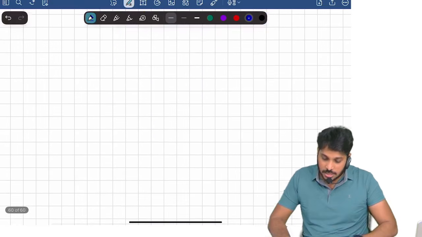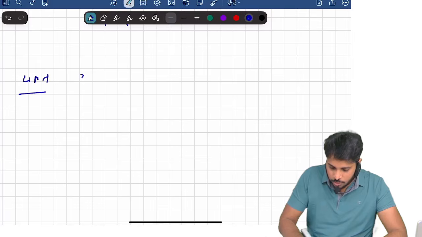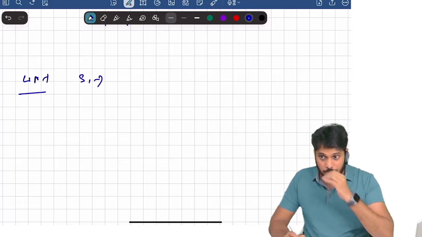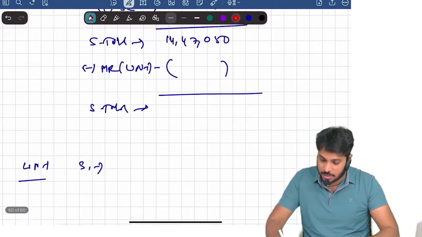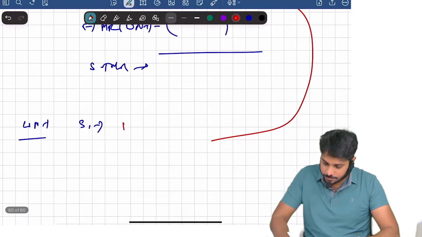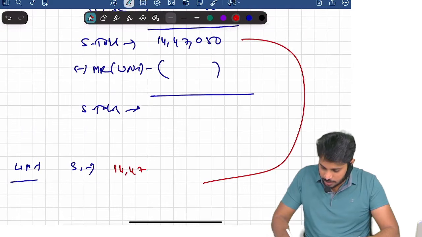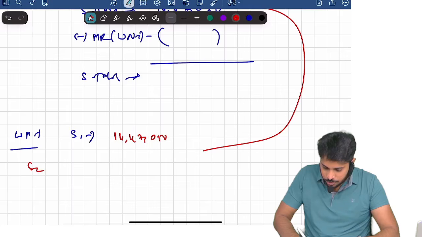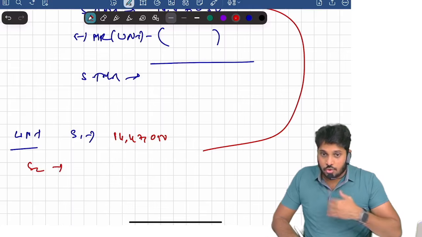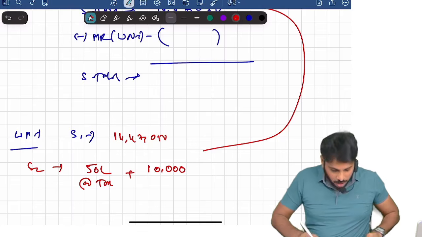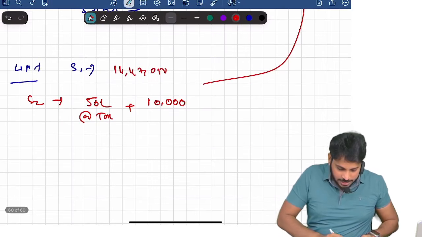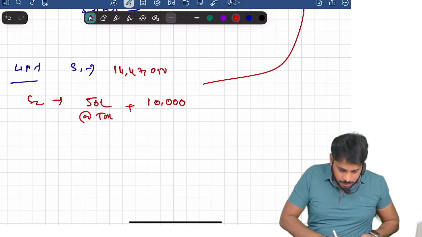Now, marginal relief, working note 1. Step 1. What is step 1? Compute tax on total income including surcharge at 10%, which we already computed. How much is it? 14 lakh 47,050. Step 2. Suppose my total income is only 50 lakhs. On this I will compute tax plus extra 10,000. On 50 lakhs, how much is the tax? 40 lakh into 30%. Correct?